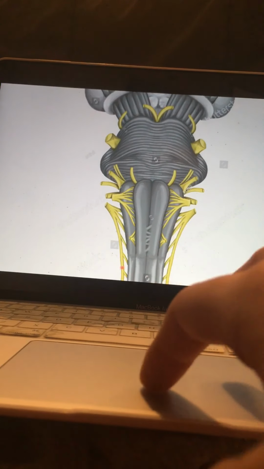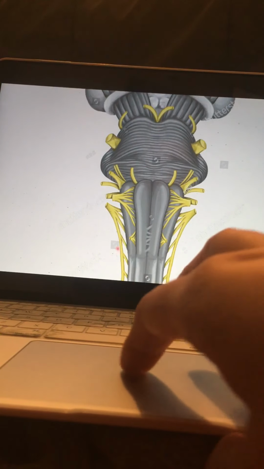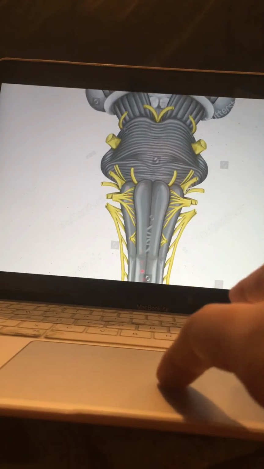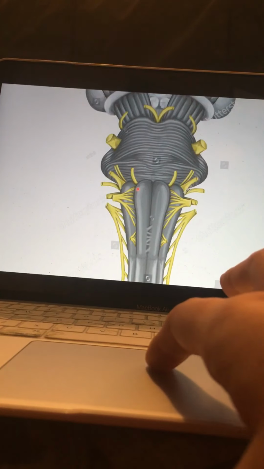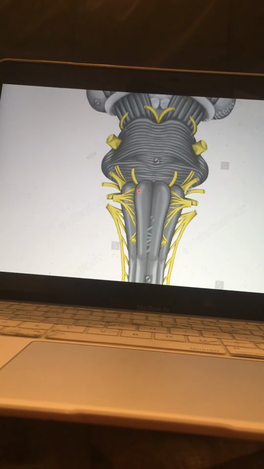So this lower part here is right here, the medulla oblongata. It is the most inferior part of the brainstem, regulating respiration, cardiac function, vasodilation, and reflexes.